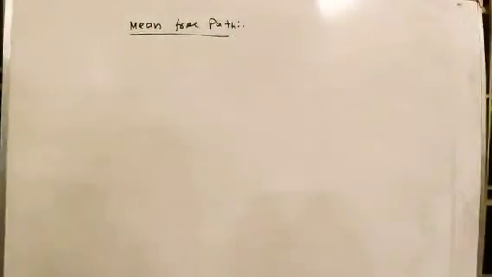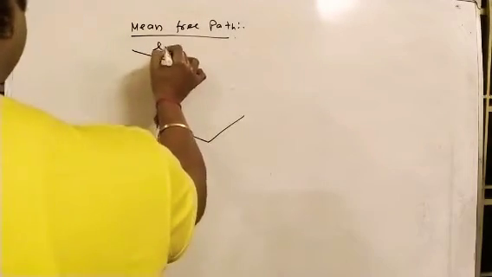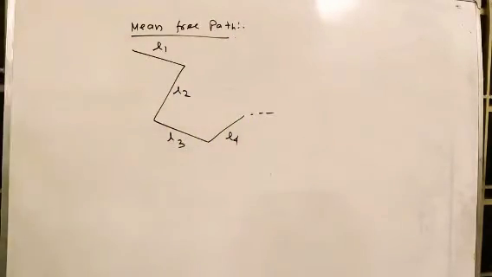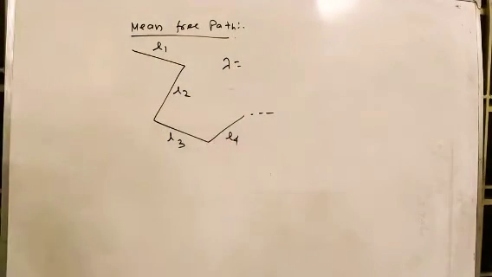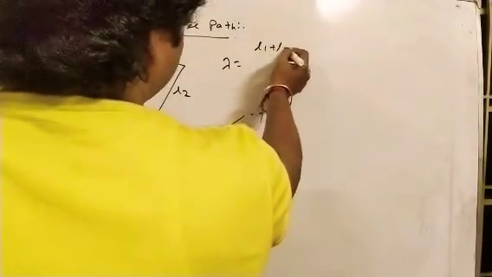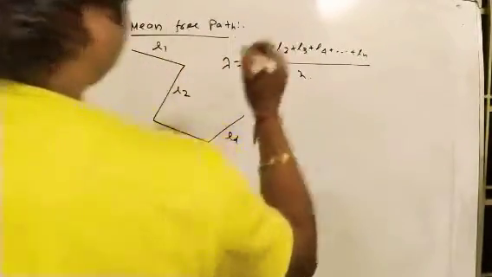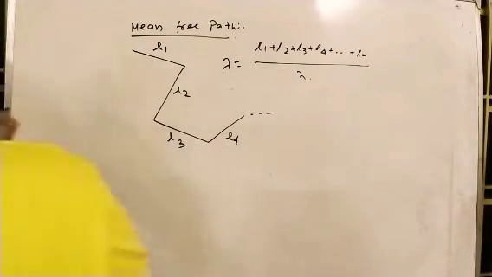So let me make you understand this one. Suppose it is going from here to here, here to here, here to here. So this is L1, L2, L3, and so on. So what will be the mean free path? That is given by lambda. So lambda will be equal to L1 plus L2 plus L3 plus L4 plus dot dot Ln, divided by n, the number of collisions that have taken place. So lambda is the mean free path. That means the average distance it is traveling per unit collision, per obviously unit time. Unit time should always be there.